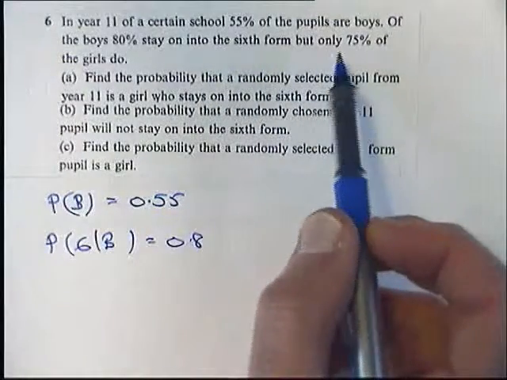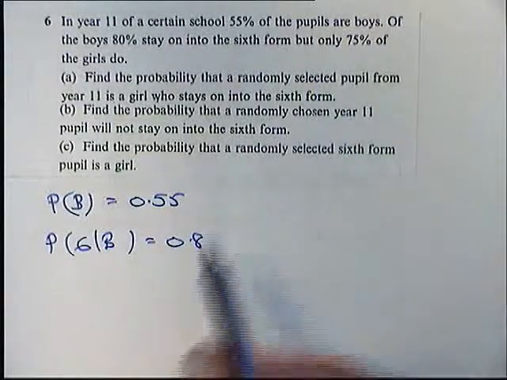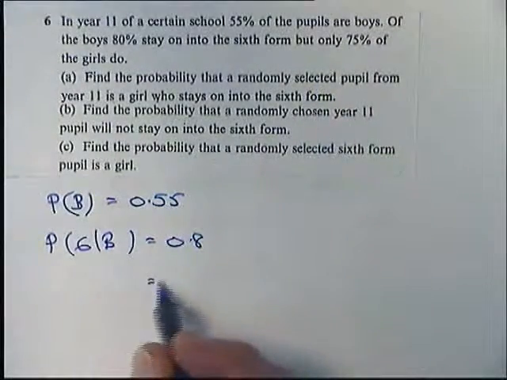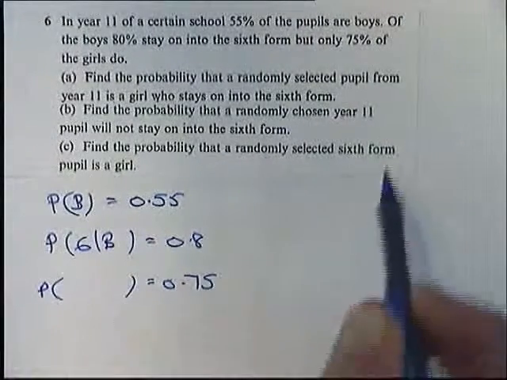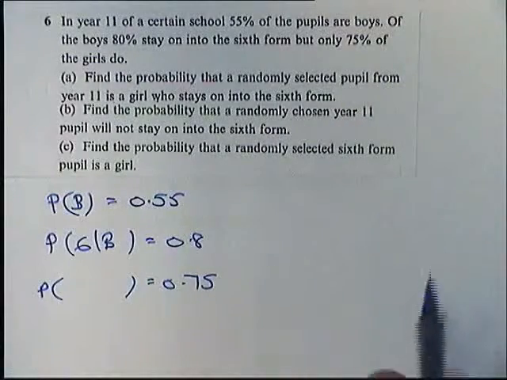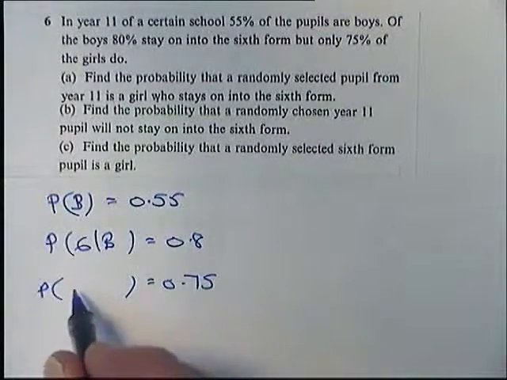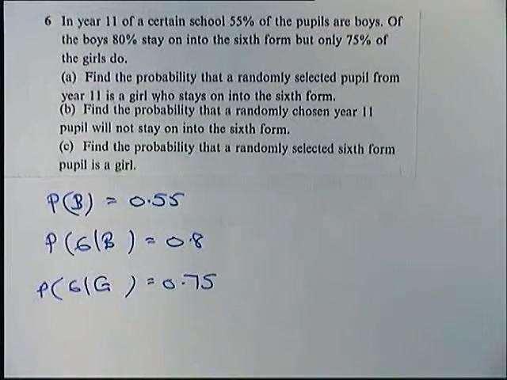And then 75% of the girls do. Can anybody tell me what I can write down for that 75% then? What will that be in notation over here, where it says 75% of the girls do stay on in the sixth form? 6 given G. Yeah, that's right, okay. So that's the information I've got in the question.